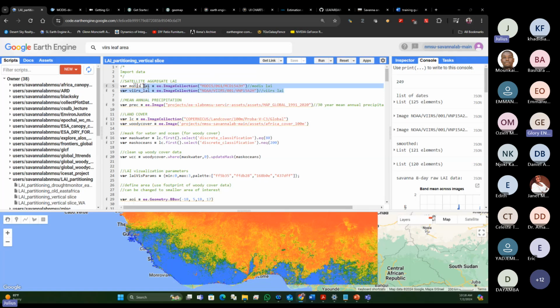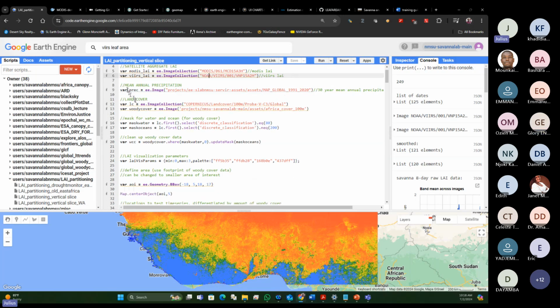So if you can see here, these codes basically import the data. They are both available in Earth Engine. The first one is MODIS and the second one is VIIRS. They are very similar products. If you go even to the metadata, the formatting, they are very similar, and that is to make it easy to merge both MODIS and VIIRS together. Then the second line here is an image that was derived. It's called mean annual precipitation. Like Njoki mentioned, it's a key component of this analysis. And basically, we've done a 30-year averaging of annual precipitation, from 1991 to 2020, and that's what we are using.